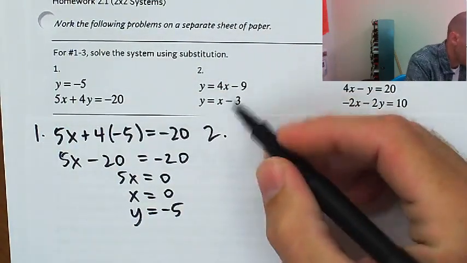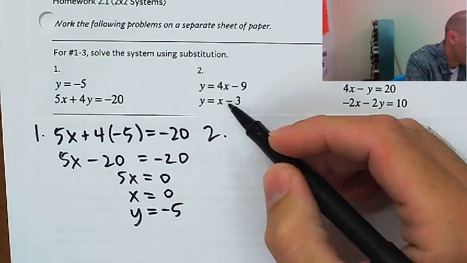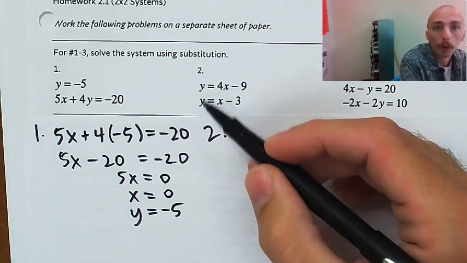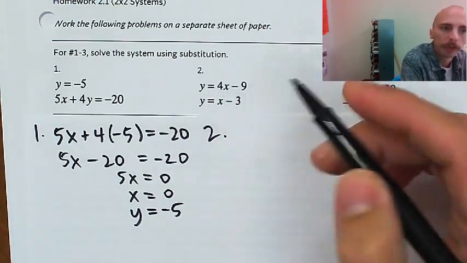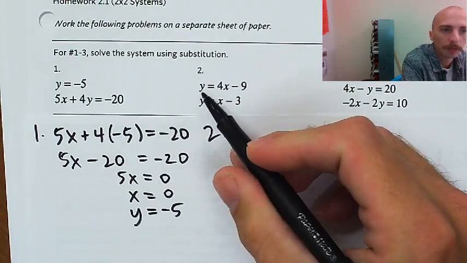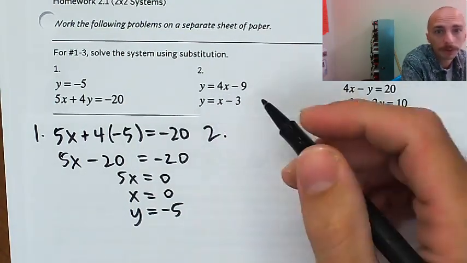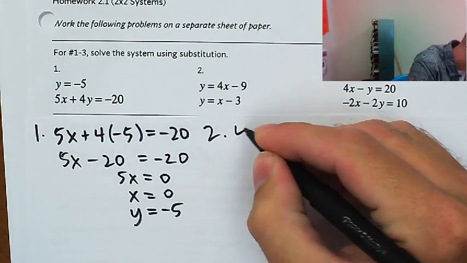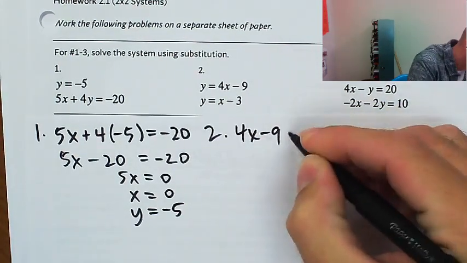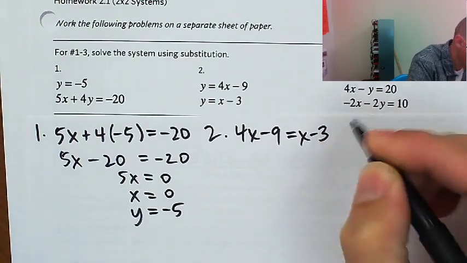For number 2, I'm going to again substitute on y. And when we have them both solved for y, what we can do is just set these two pieces equal to each other, right? You can say I'm going to substitute on this y with 4x minus 9. You can say I'm going to substitute on that y with x minus 3. It's going to end the same way, right? So we've got 4x minus 9 equals x minus 3.